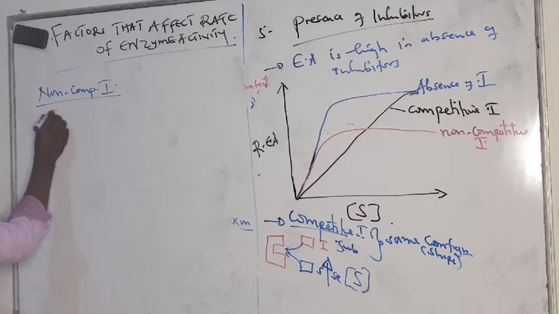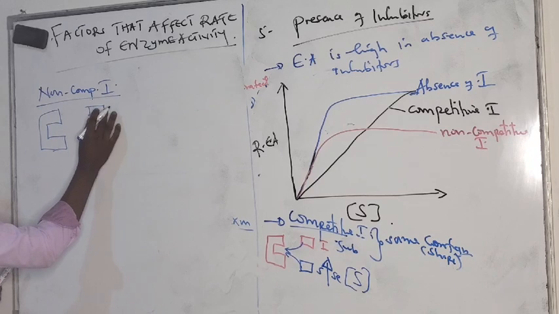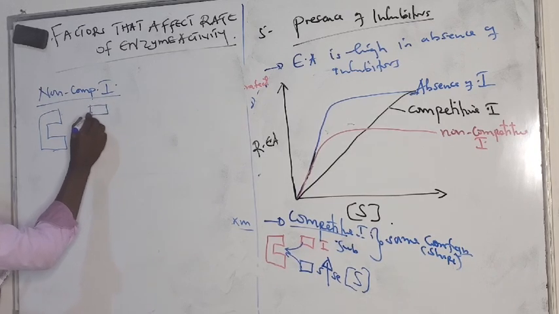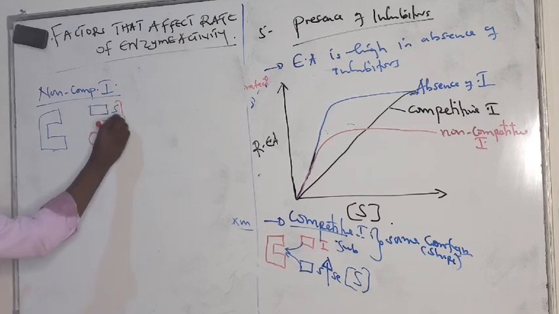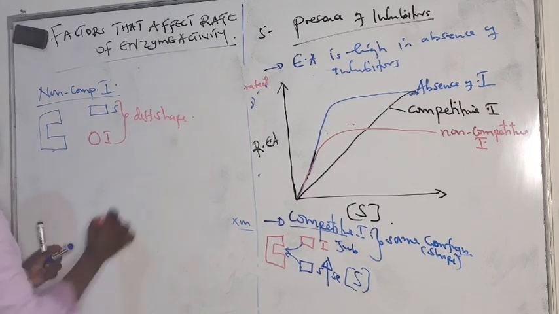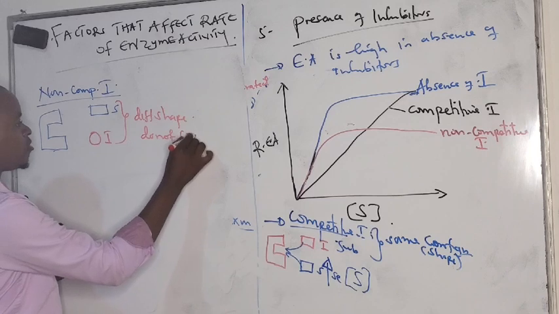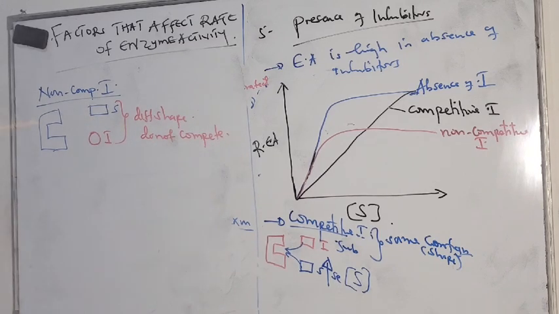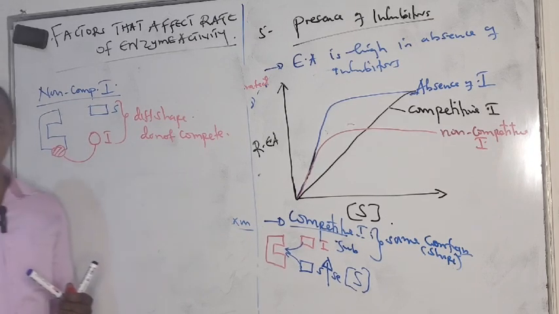For non-competitive, if I have the enzyme like this, the substrate and the inhibitor, this is the inhibitor, they have different shapes. And because they have different shapes, they don't compete for the same binding site. This inhibitor binds at the allosteric sites, according to the induced fit hypothesis.